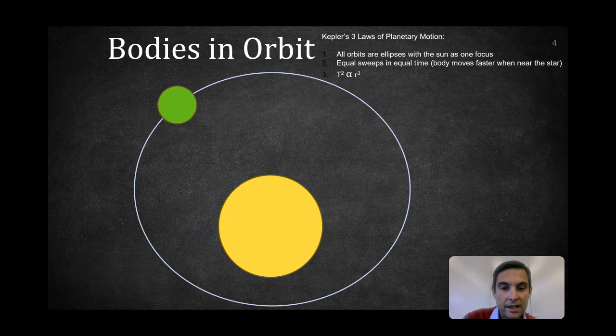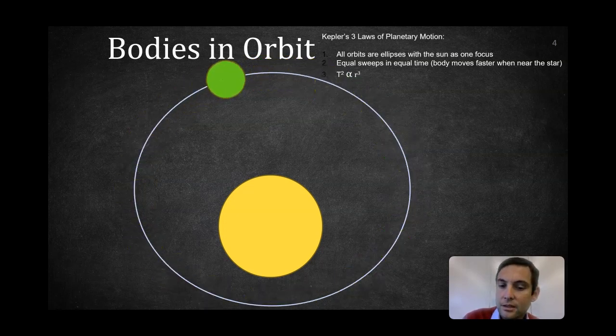Whenever there's a body in orbit, remember Kepler's 3 laws of planetary motion. First, all orbits are ellipses with the sun as one focus. Second law, equal sweeps happen in equal time, which means a body moves faster when near the star. And finally, Kepler's 3rd law of planetary motion, which we have done an in-depth derivation of previously: T squared is proportional to r cubed. Unless we haven't done the derivation, then we'll do it later.